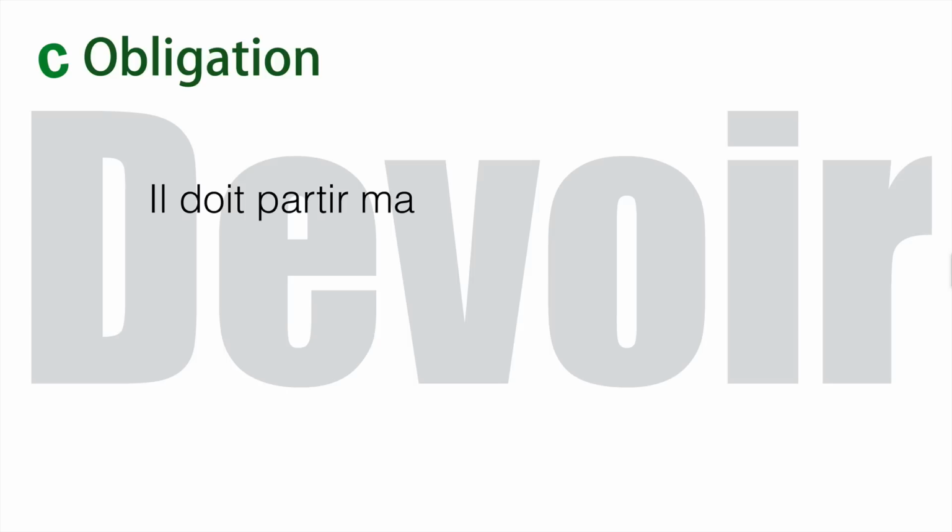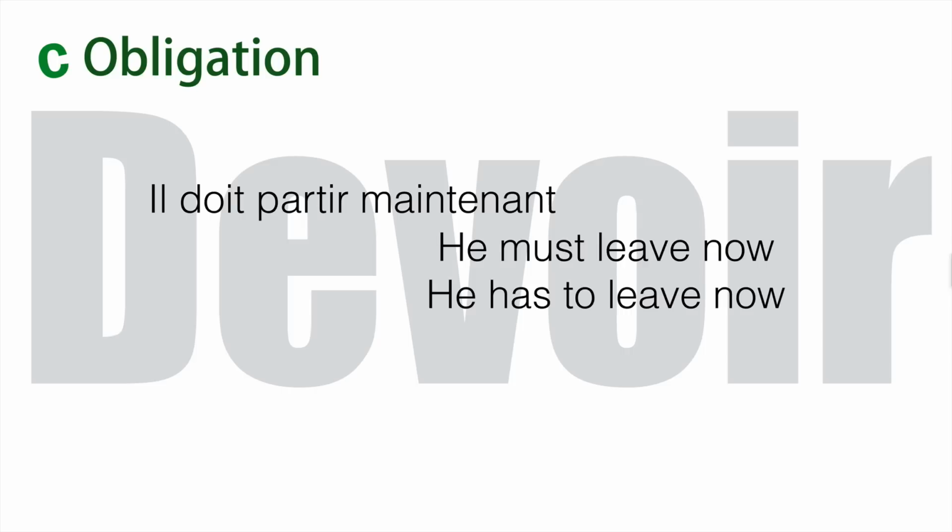Let's talk now about an obligation, and this third part is interesting for our comparison between devoir and falloir. L'obligation: il doit partir maintenant means he must leave now, he has to leave now. It's like an order. Of course, with this verb we've got a complete conjugation, so you can say je dois partir maintenant, I must leave now. Tu dois partir maintenant, you must leave now, etc.